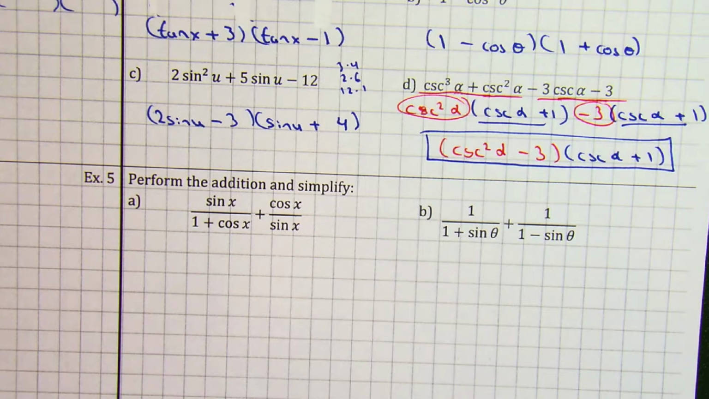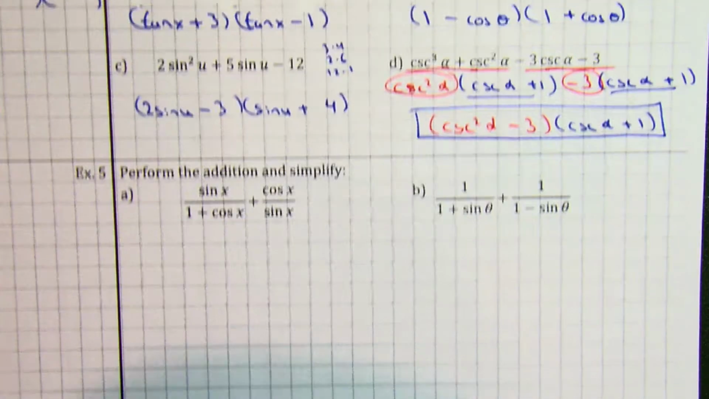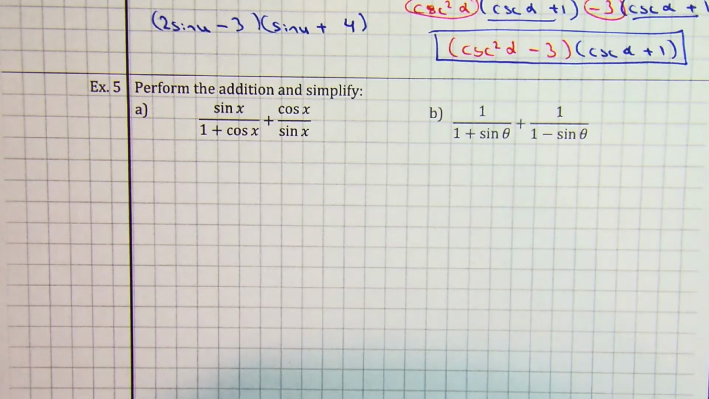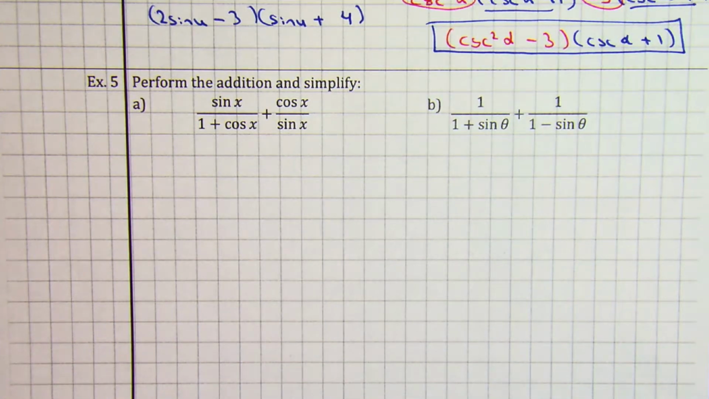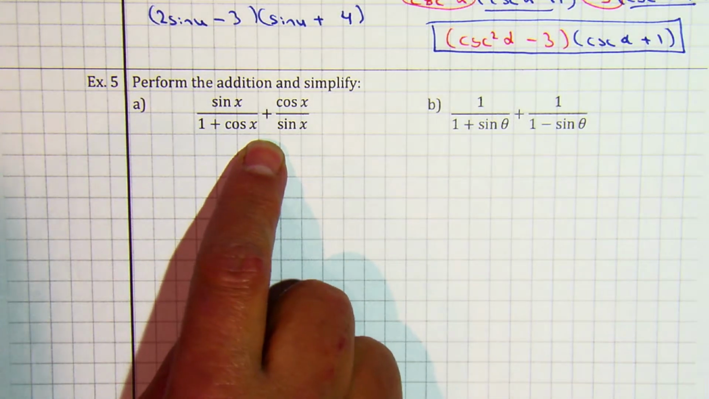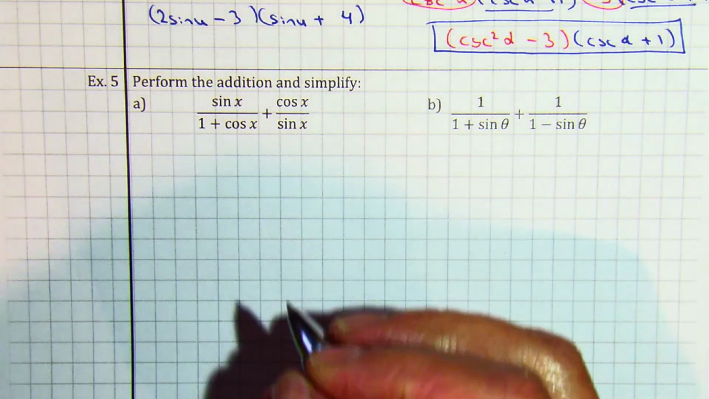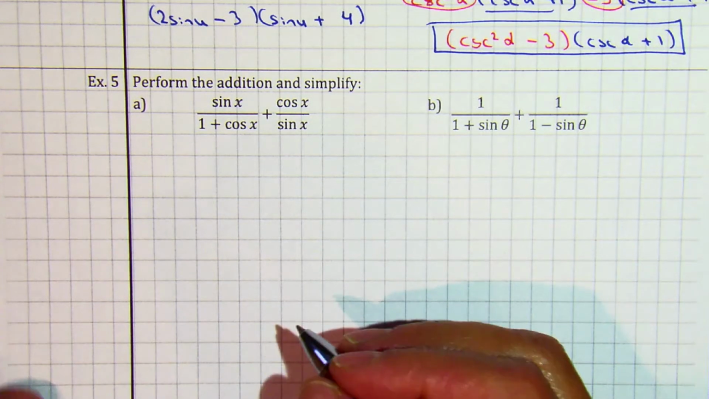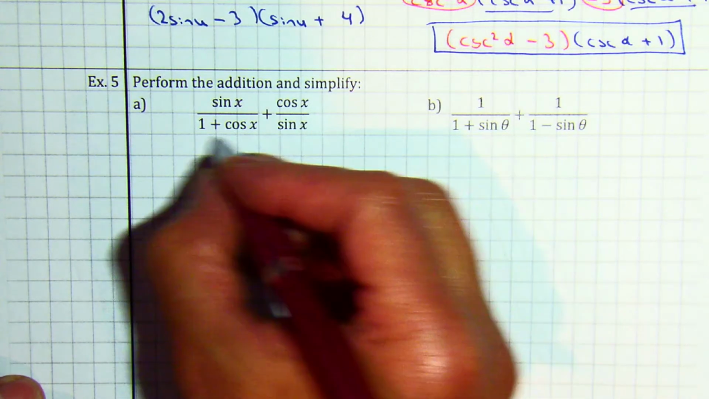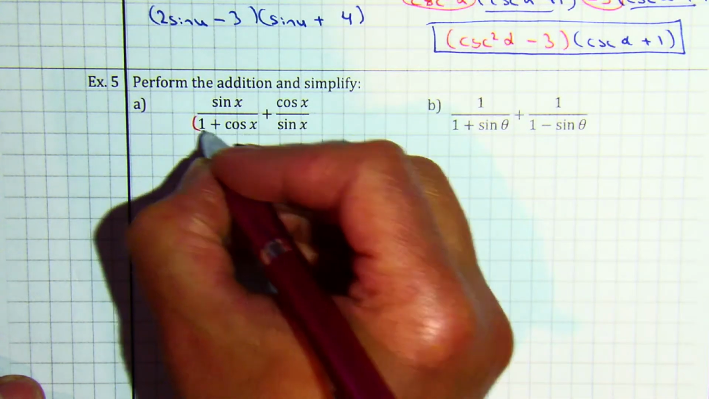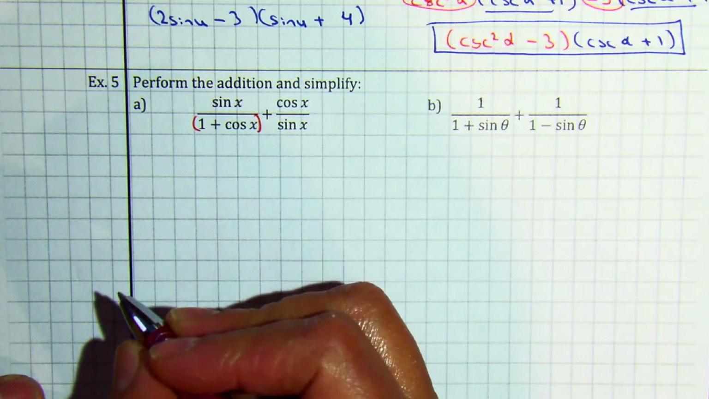Example number 5. Perform the addition and then simplify. Go and pause it, and we'll start once you are ready. So I need to be able to add both fractions. In order to add fractions, they need to have the same denominator. So therefore, this is 1 plus cosine. Now I'll place it in parentheses, since it cannot be separated.